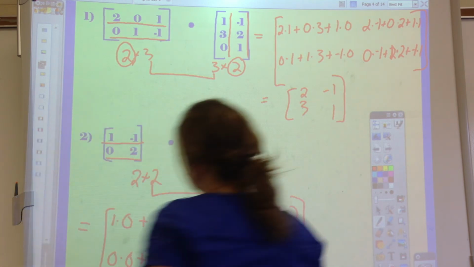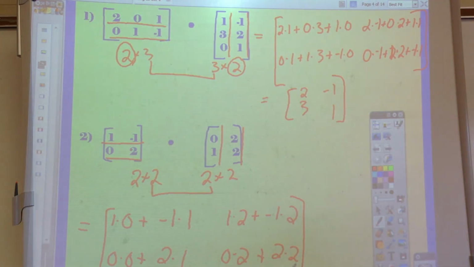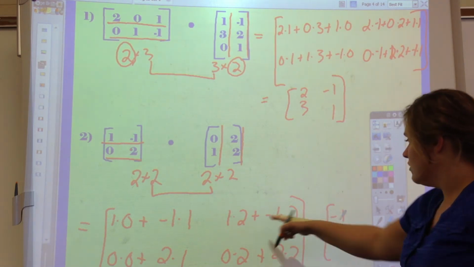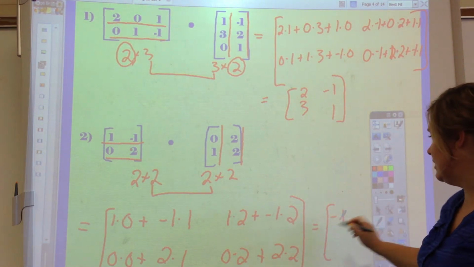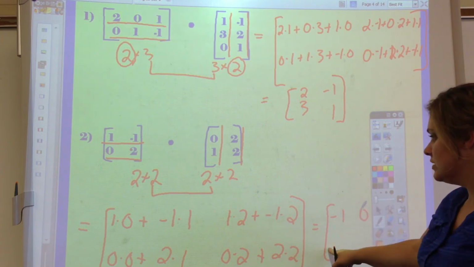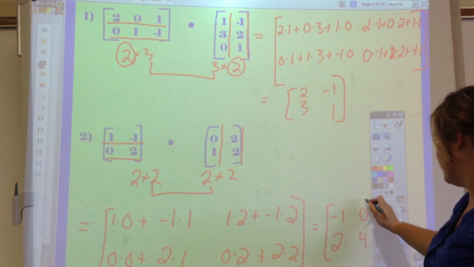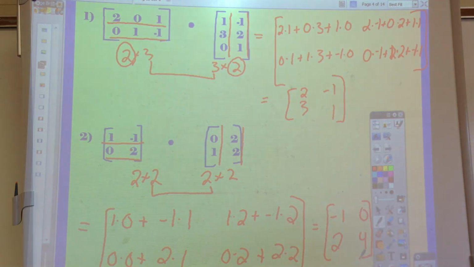And then let's go ahead and simplify. 0 plus negative 1 is a negative 1. 2 plus negative 2 is 0. 0 plus 2 is 2. And 0 plus 4 is 4. And that is my solution. And it is indeed a 2 by 2 matrix.